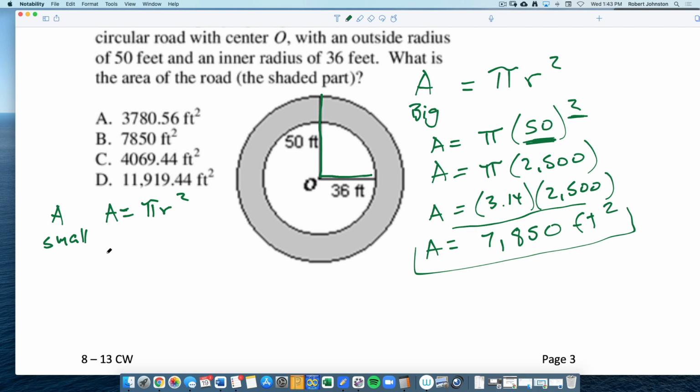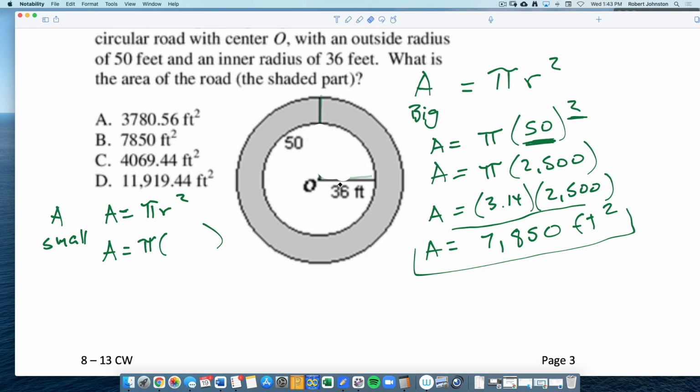Okay, so what's the radius of the small one? What's the radius of the small circle? Do you see how the line they drew for 36 goes just to the outside of the small one? They're telling you that the radius is 36. You're going to need your calculator for this, Jillian. 36 squared is a big number. What is 36 times 36?